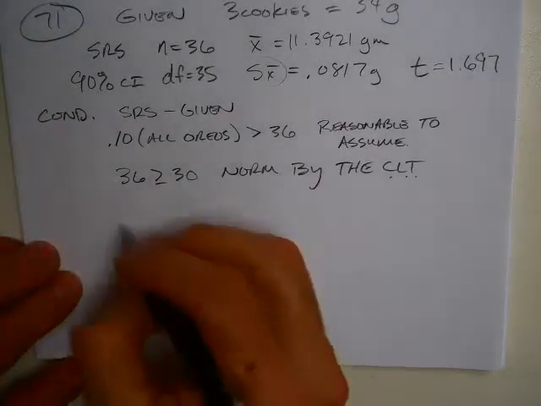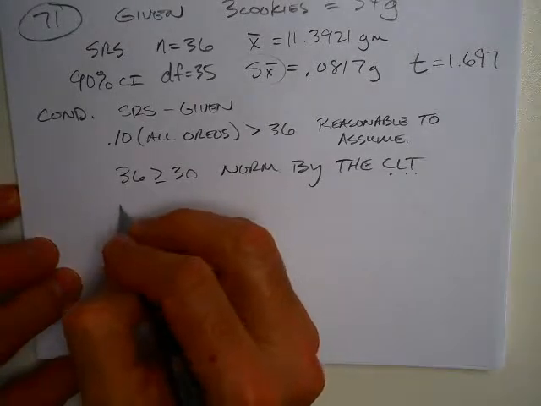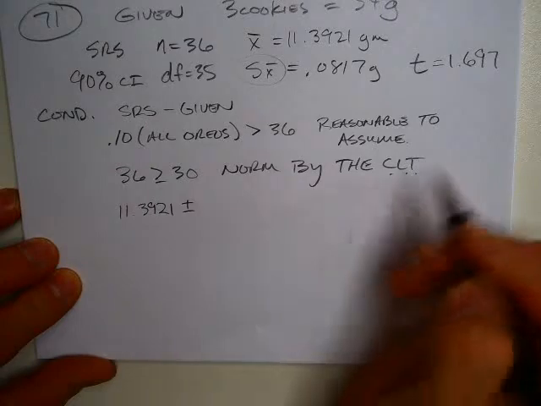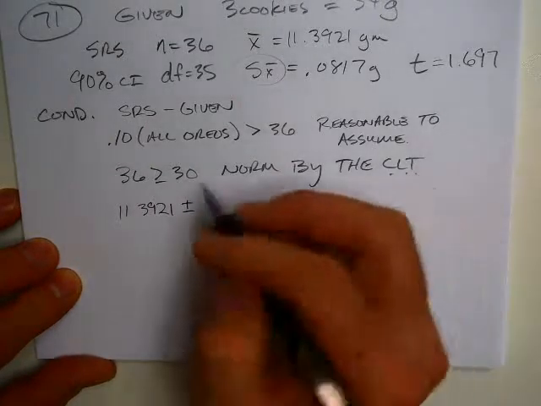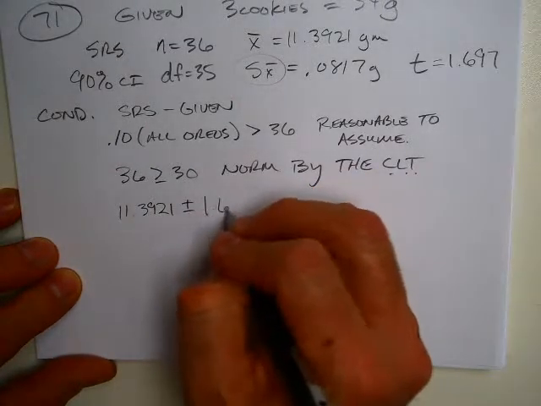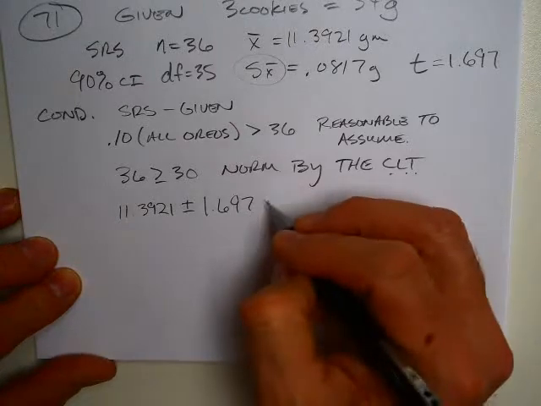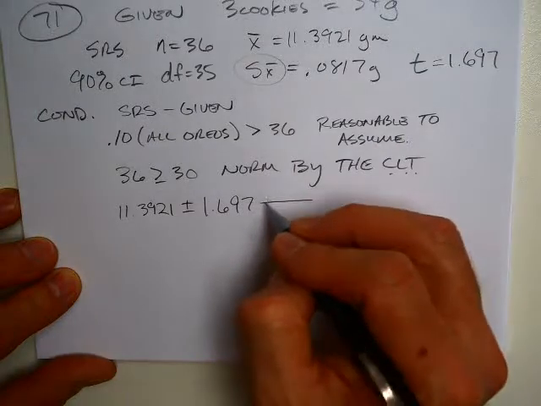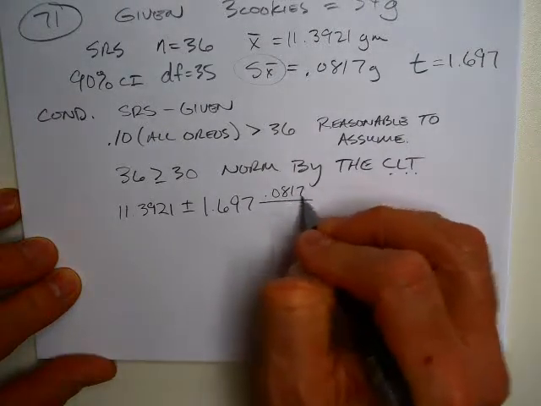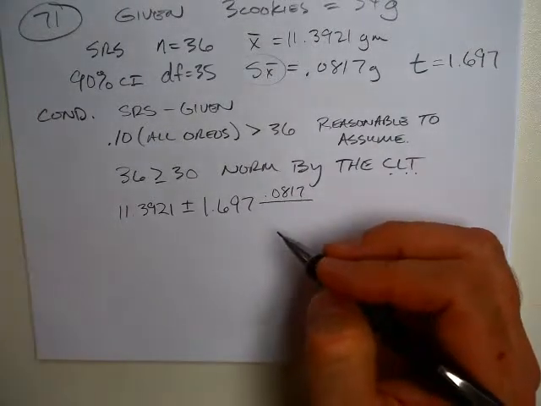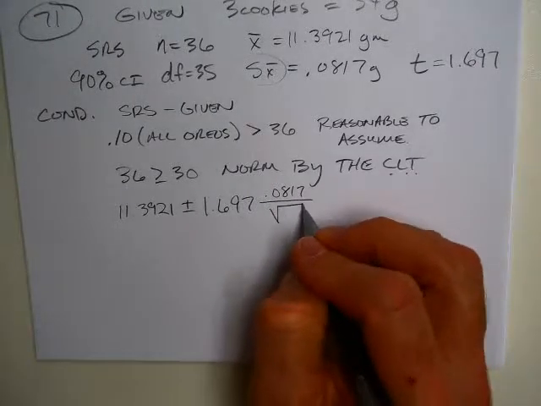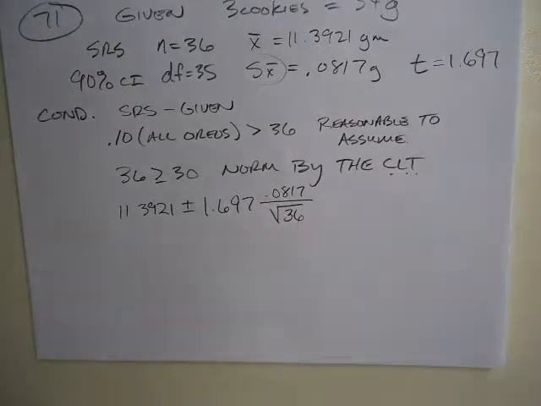So this is going to be x bar, 11.3921, plus or minus t star, 1.697, times the standard deviation, 0.0817, divided by not the degrees of freedom, but the actual n value, the square root of that. Square root of 36. So that's just 6.